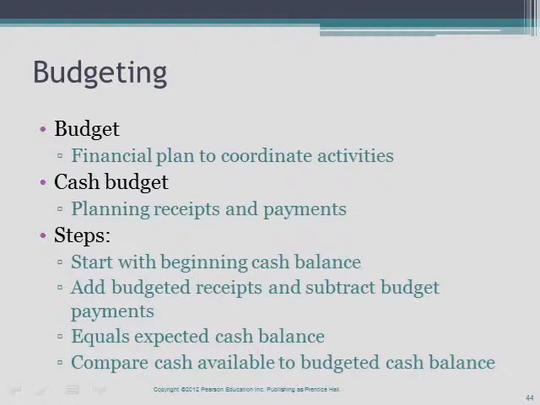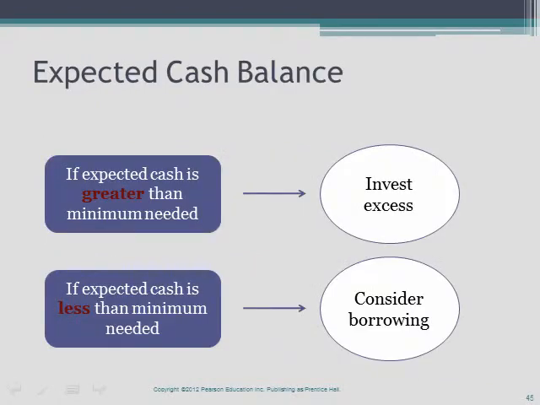We compare the cash available before new financing to the budgeted cash balance at the end of the period to know whether or not we're going to need to draw on a line of credit or perhaps take advantage of a loan, the proceeds from a loan. Managers know the minimum amount of cash they need, the budgeted balance. If the cash shows excess cash, managers can invest the excess. But if the cash available falls below the budgeted balance, the company will need additional financing. In this case, the company may need to borrow the shortfall amount.